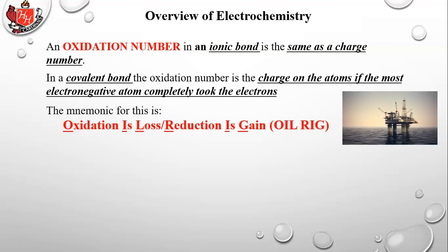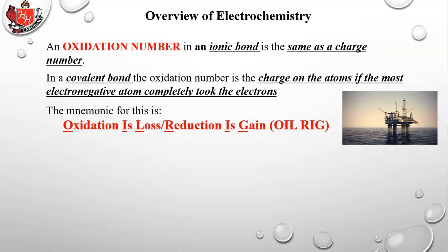One other way that oxidation number differs, particularly in covalent bonds, is that a particular element can have more than one oxidation number. It just depends on what it's bonding with. Anyway, we'll see that in later examples.